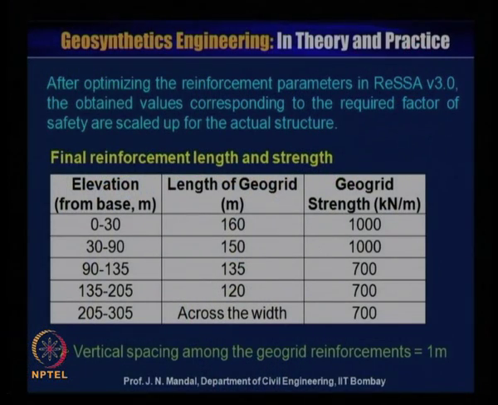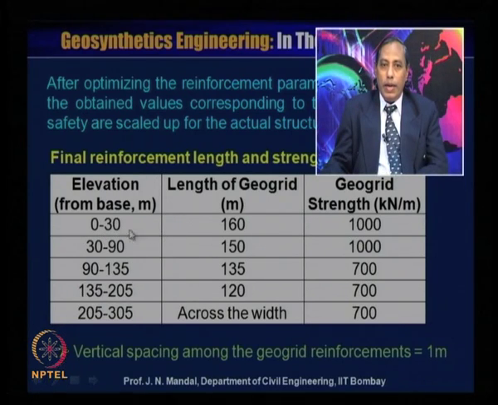After optimizing the reinforcement parameters in RESSA 3.0, the obtained values corresponding to the required factor of safety are scaled up for the actual structure. So, this is the final reinforcement length and strength. For elevation from the base of 0 to 30 meter, the length of the geogrid is 160 meter and the geogrid strength is 1000 kilonewton per meter. And we are considering the vertical spacing among the geogrid reinforcement as 1 meter.